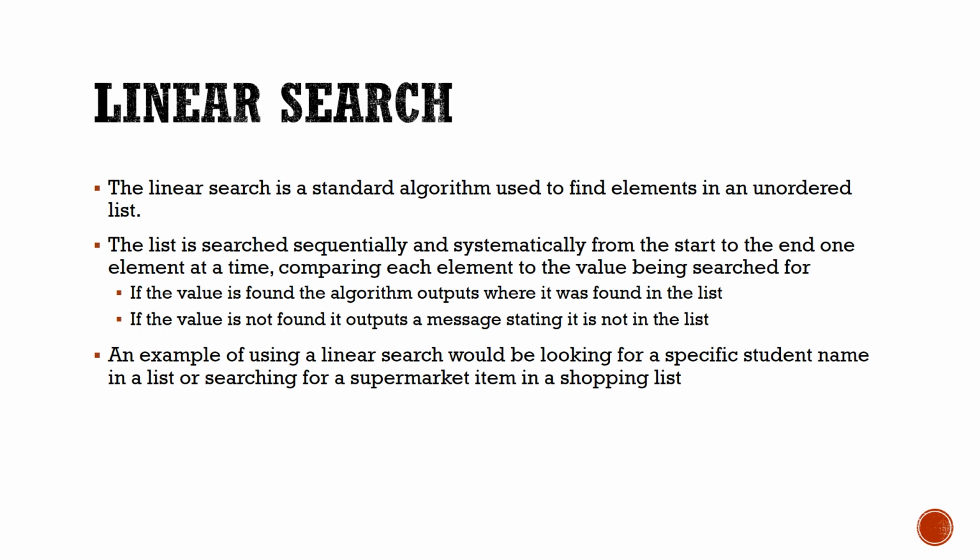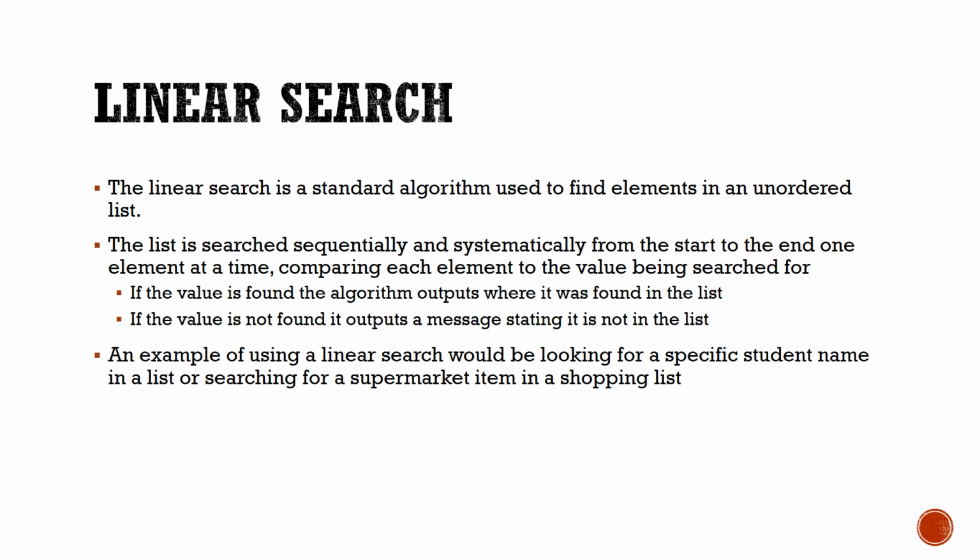Next algorithm is linear search. The linear search is a standard algorithm used to find a value in an ordered list. The list is searched sequentially and systematically from the start to the end, one element at a time, comparing each element to the value being searched for. If the element is found, the algorithm outputs where it was found in the list, and if the value is not found, it outputs a message stating it is not in the list.